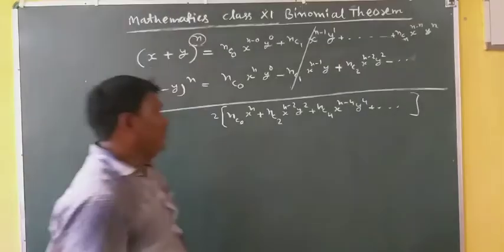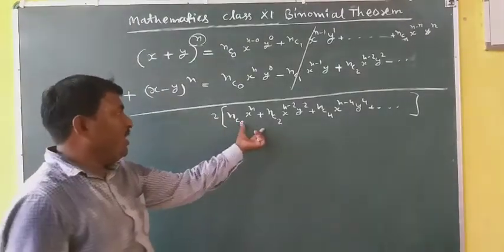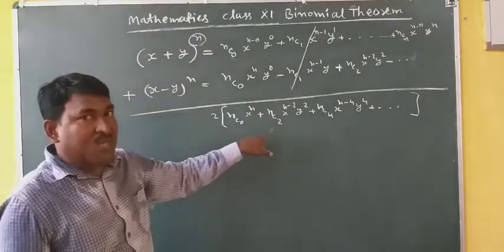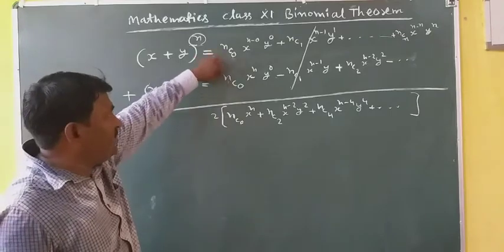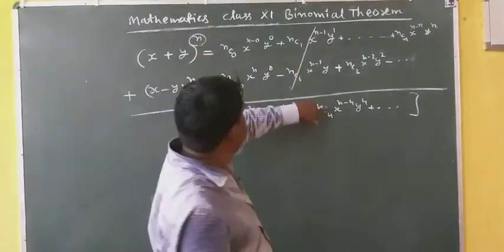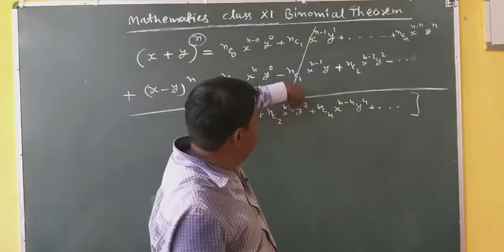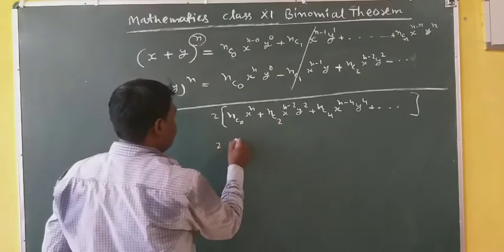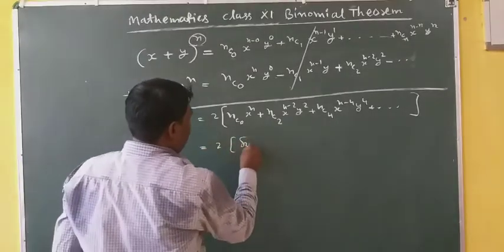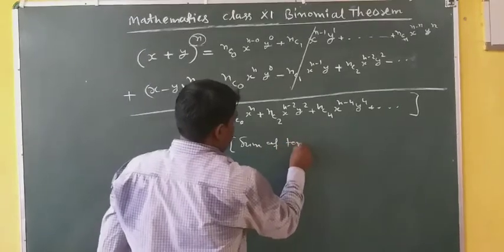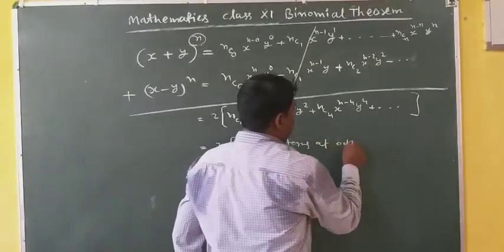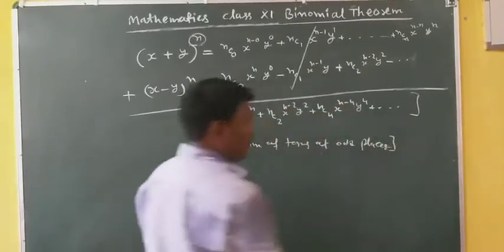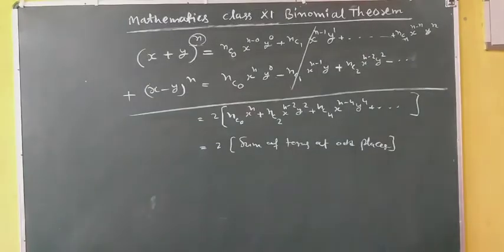Means what? 2 into sum of the terms at which places? See, this is first place, this is third place, and this is fifth place. So 2 into sum of terms at odd places.